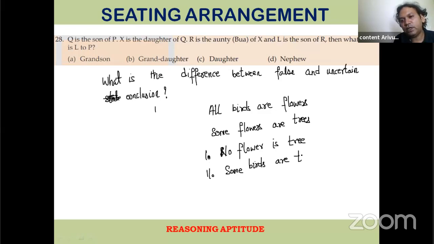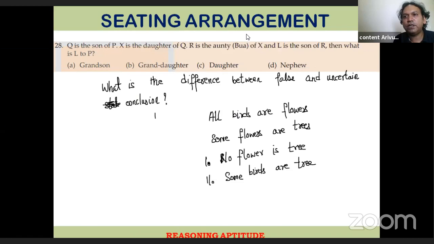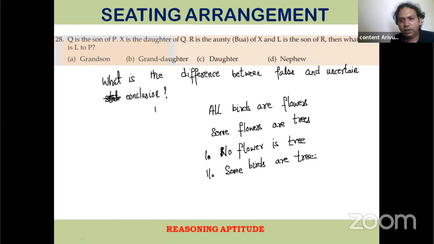Tell me what will be the answer for this question. All birds are flowers. Some flowers are trees. I have given you two conclusions here: no flower is tree, and some birds are trees. Tell me the answer here. What will be the answer for this particular question? Okay, so except one, almost all of you have got the correct answer.